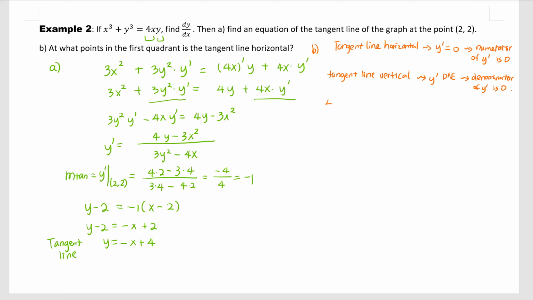So in our case, we have 4y minus 3x squared is 0. However, we have one equation, but we have two unknowns, x and y. How do we find two unknowns with one equation? So one equation is not enough. We need another equation. Don't forget the point is on the curve, so it must satisfy the equation of the curve. Okay, so now we have two equations, we can solve for two unknowns. Do you remember how to solve a system of equations?